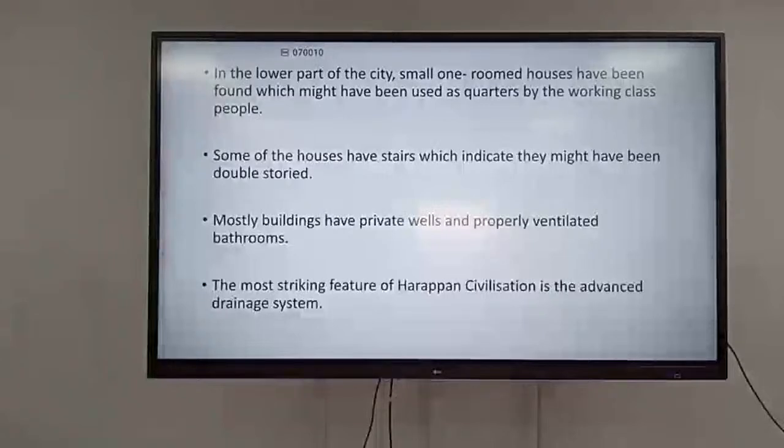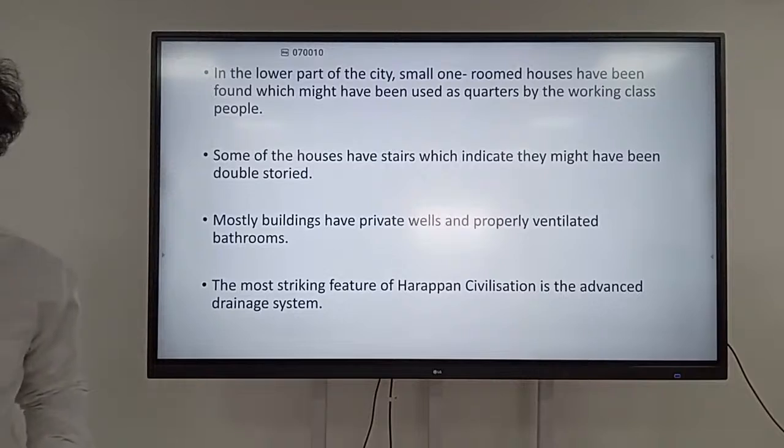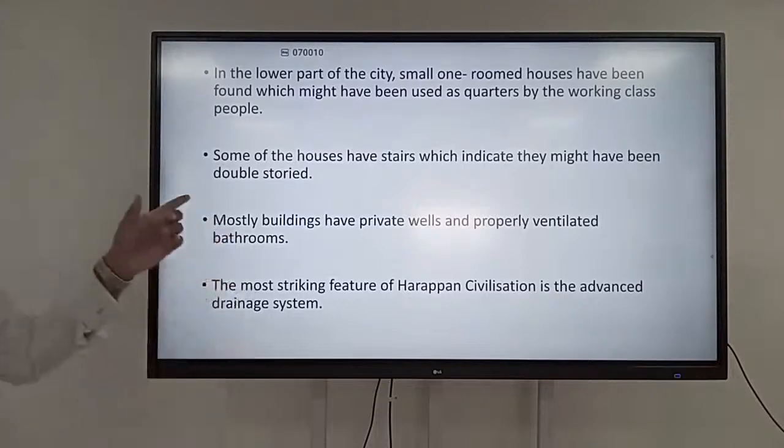because, as I mentioned, according to the historians, those small houses on the eastern side could have been used for the working class or labor class. So generally, in the lower part of the city, they have small houses. Individual houses are there. In some of the houses, they found steps also. They found steps, which means there is a possibility of a double story building.